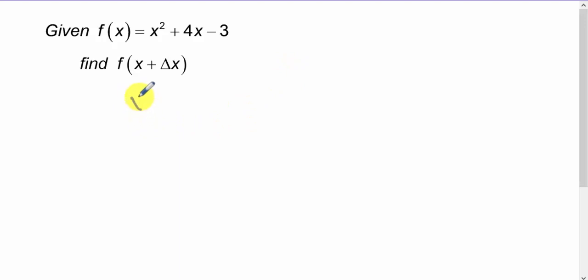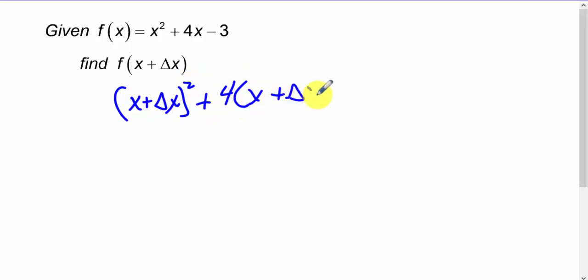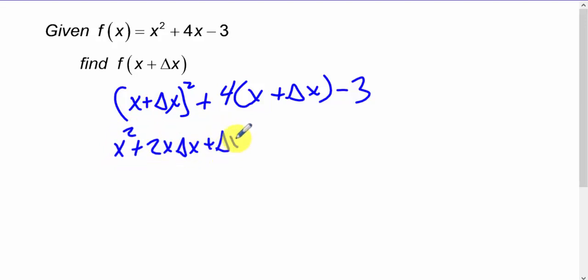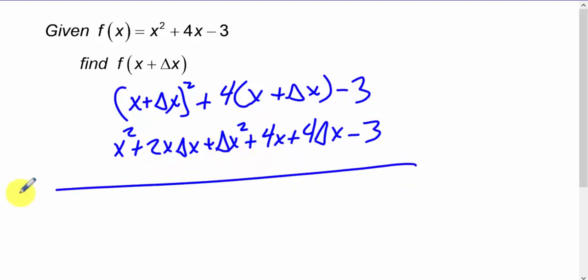I see. So this is (x plus delta x) squared plus 4(x plus delta x) minus 3. All right, FOIL: x squared plus 2x delta x plus delta x squared plus 4x plus 4 delta x minus 3. Combine like terms. Yeah, I don't see too many of them right here. In fact, there aren't any. And that is your expression.